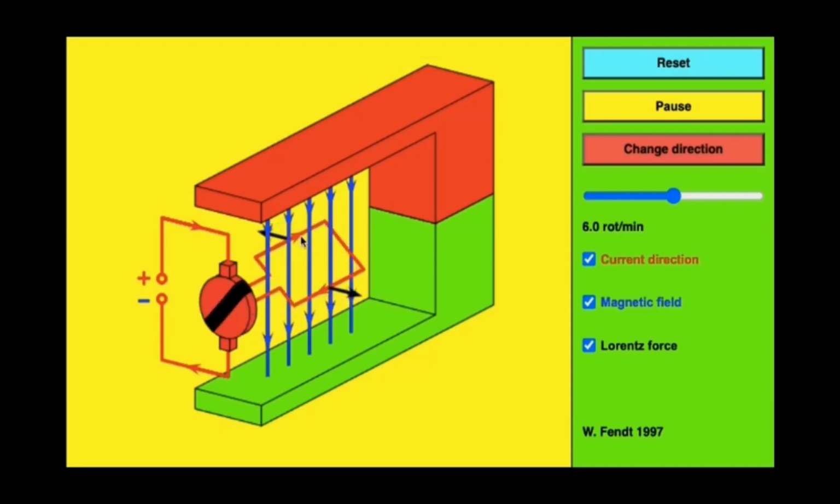We can see that by following one side of the coil as it rotates around within this external magnetic field, and we see that every 180 degrees the current in that coil changes direction. We can see that that is a result of the split ring, which converts direct current in the external circuit into alternating current in the internal circuit.